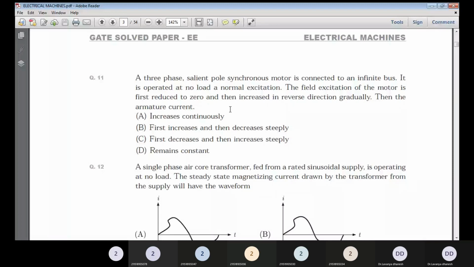Okay, so because it is in the reverse direction, what we have to understand here is that first the back EMF will go to zero, because first we are reducing the field to zero. The current input will be increased then. But when the field increases, what will happen? We are gradually increasing and decreasing the field, and the back EMF will cause the current to reduce.